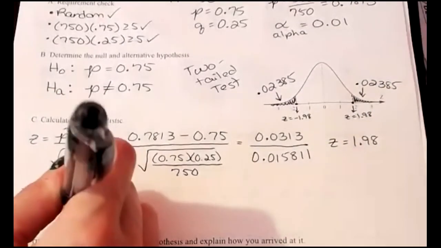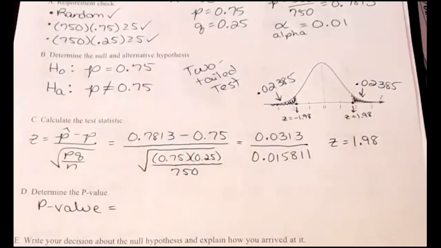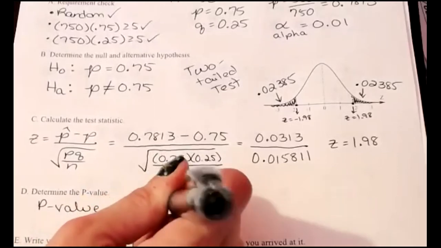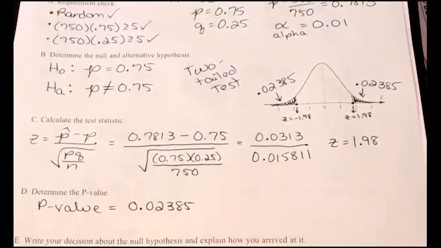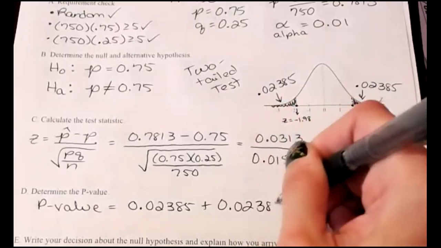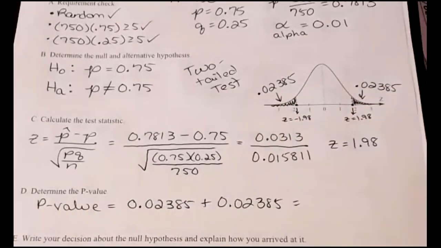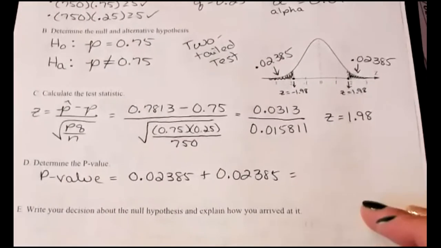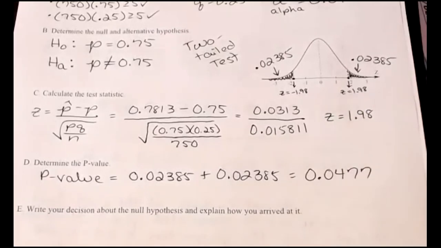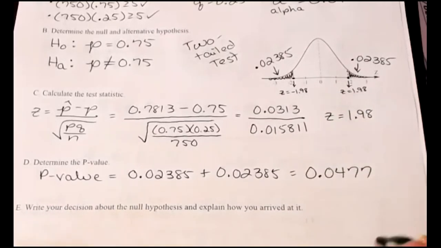We're ready for our p-value. Add them both up. And again, you don't have to write it out twice. You can say times 2, whatever your heart desires. 0.0477. Yes. Perfect.